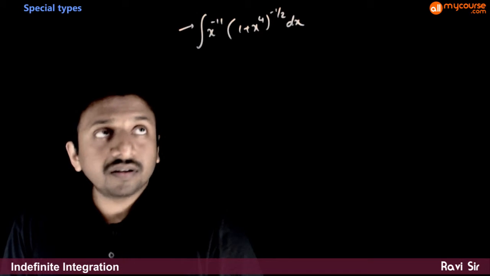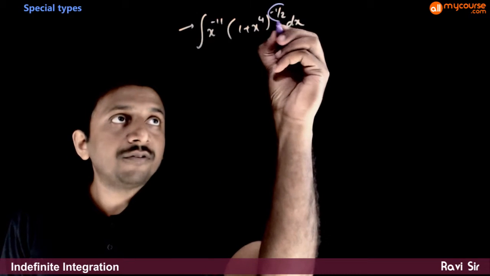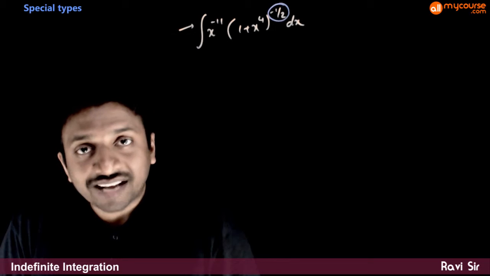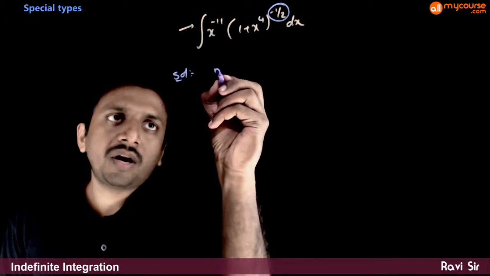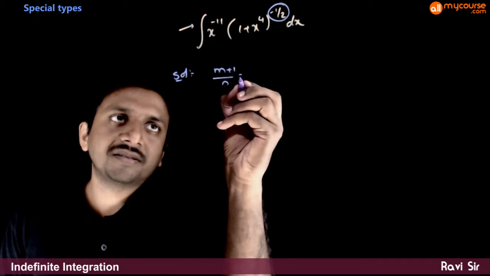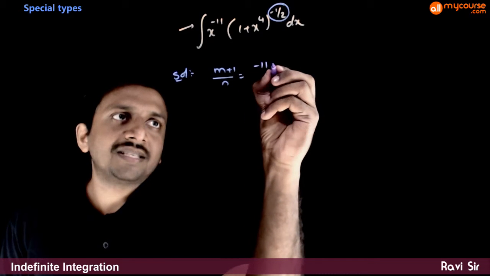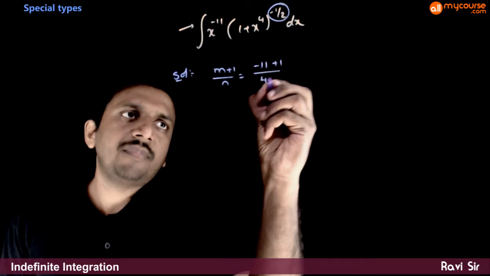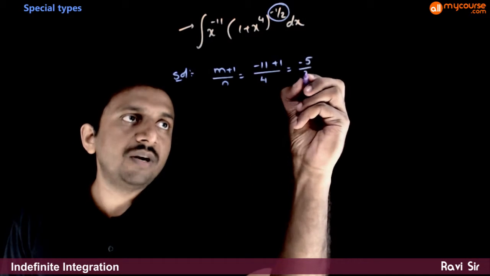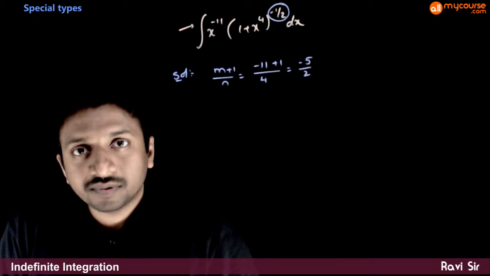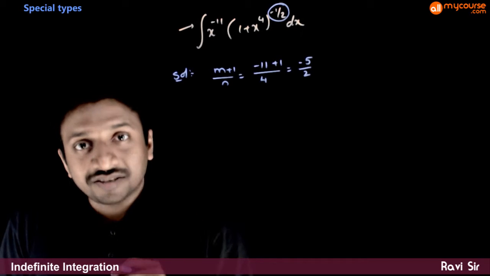In this question, the value of p is a rational number. So first, we have to check what (m plus 1) by n is. With m equal to minus 11, (m plus 1) by n is minus 10 by 4, which is equal to minus 5 by 2. So this is not an integer.